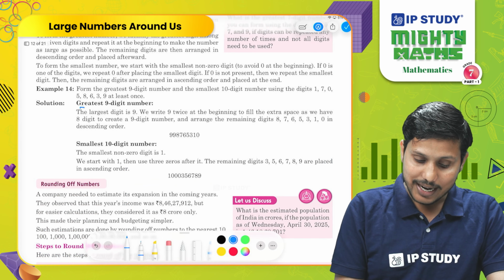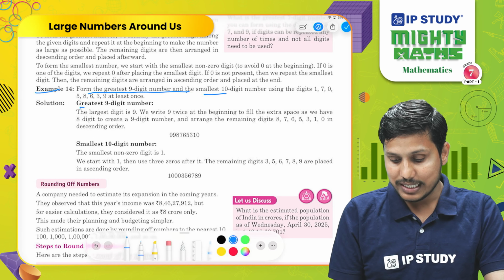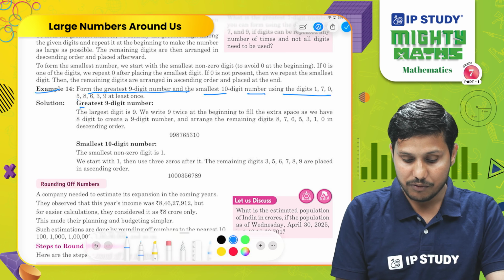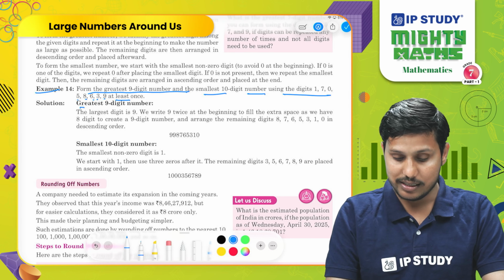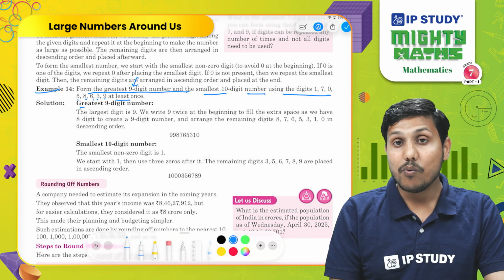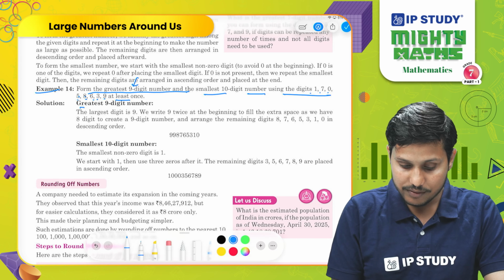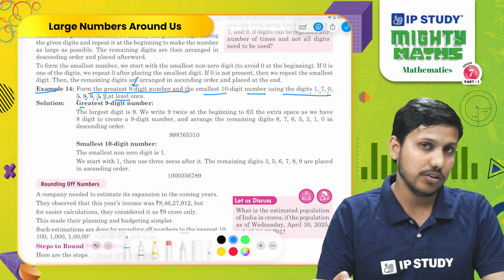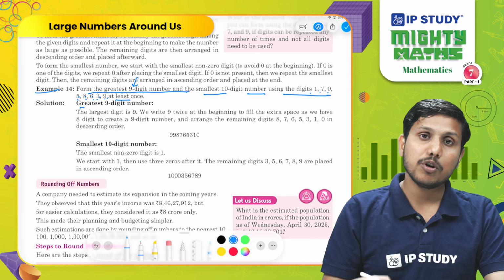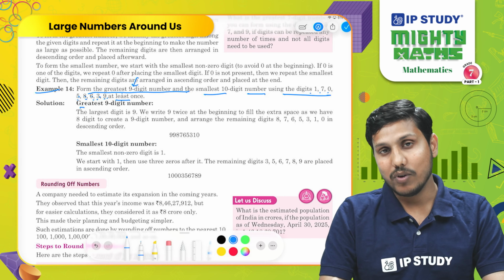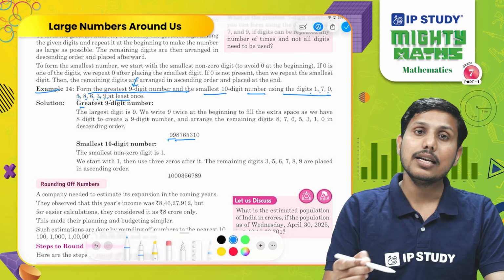So the greatest 9-digit number that we have formed in example 14. Form the greatest 9-digit number and the smallest 10-digit number using the digits 1, 7, 0, 5, 8, 6, 3, 9 at least once. Now let's see how many digits we are given. So 1, 2, 3, 4, 5, 6, 7, 8. We are given 8 digits only, but we have to form the greatest 9-digit number. So in that case, we have to repeat the greater digit once. So 9 will be repeated like this, and then we can use the others in descending order.